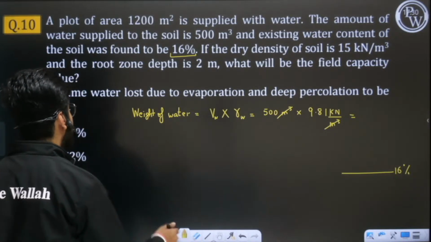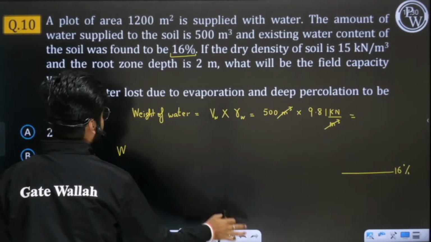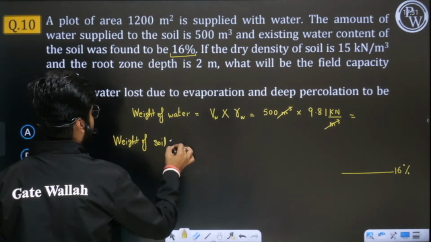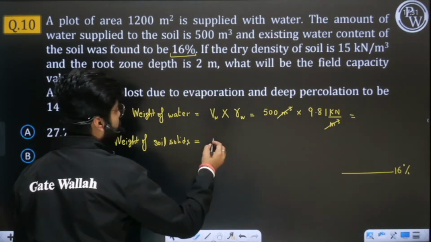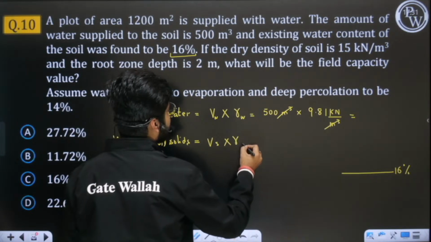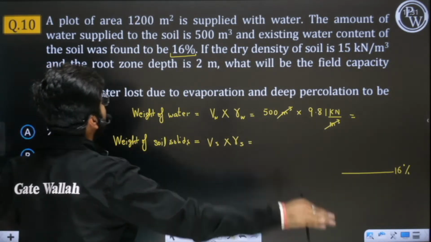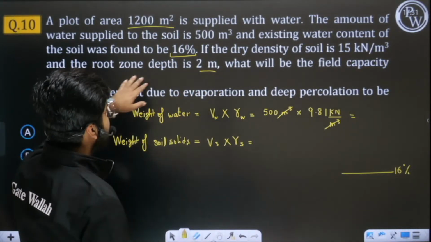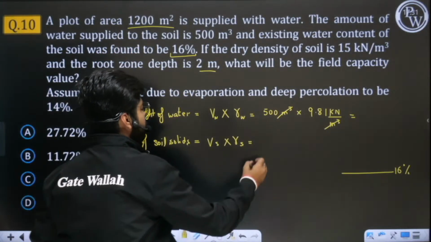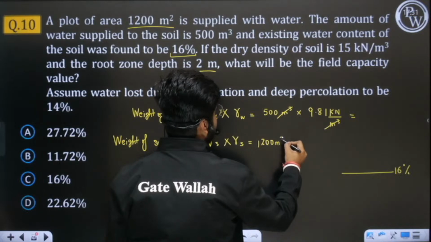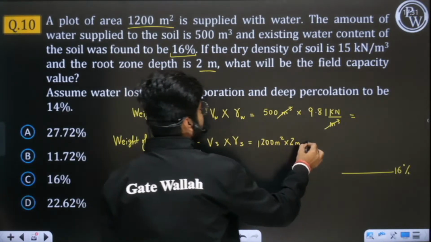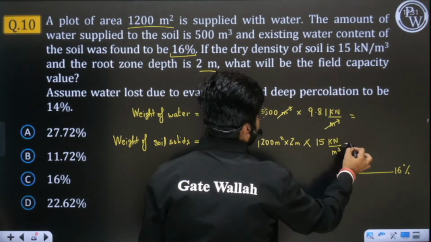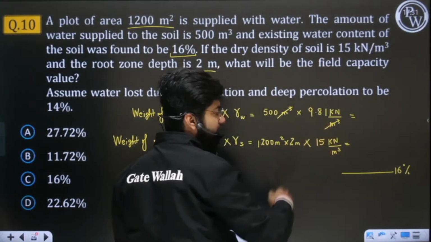Similarly, I will find the weight of dry soil, the weight of soil solids. That will be what? Volume of soil into density of soil. Now volume of soil is how much? See, area is given to you. Area of soil into depth of soil. Root zone is 2 meters, so obviously we are interested in this 2 meter only. So multiply area by depth, that is your volume, and density of soil is 15.